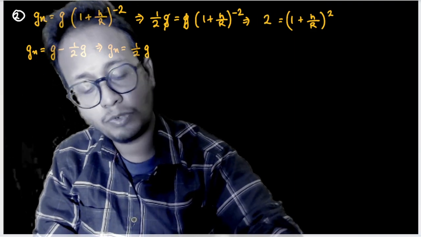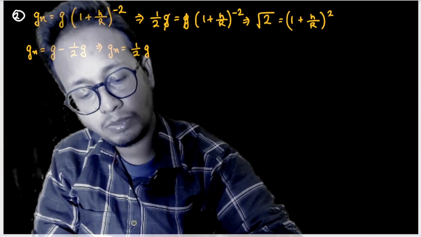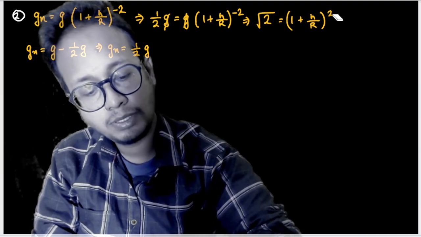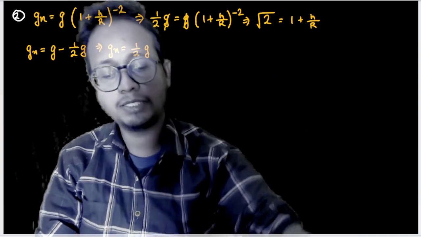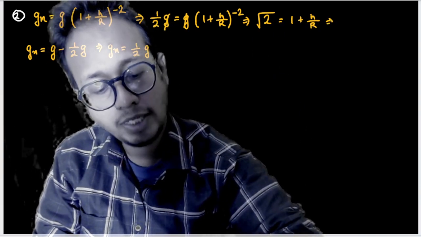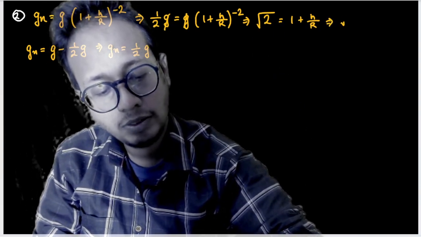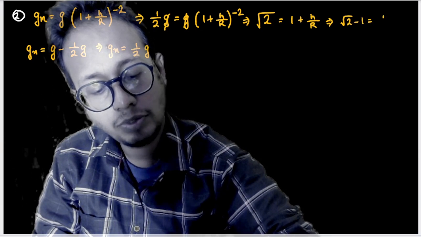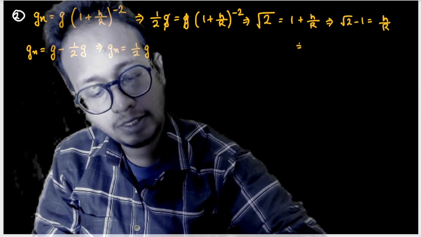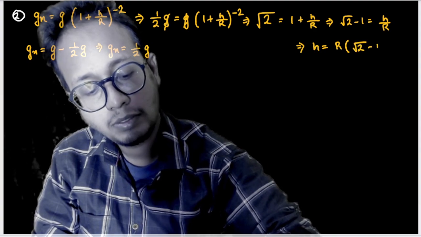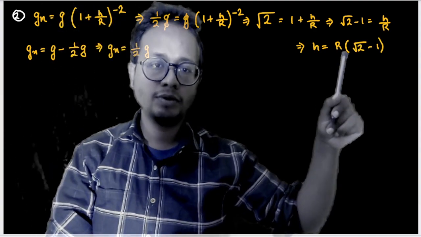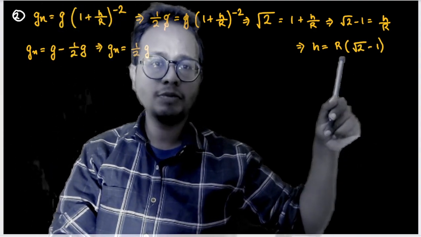Okay, and if I square root both sides, I'll get 1 plus h by r is equals to under root 2. And if I send the 1 to the left hand side, I'll get root 2 minus 1 is equals to h by r, or h is equals to r into root 2 minus 1. The value of root 2 is nothing but 1.414. 1.414 minus 1 is nothing but 0.414.